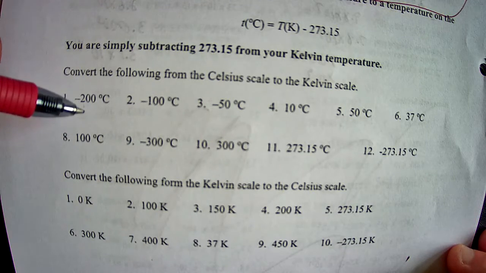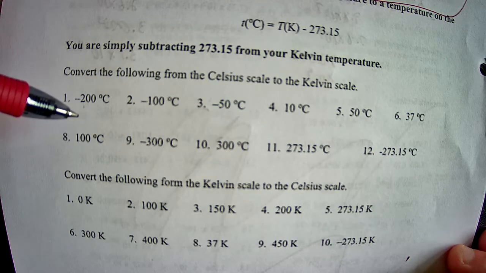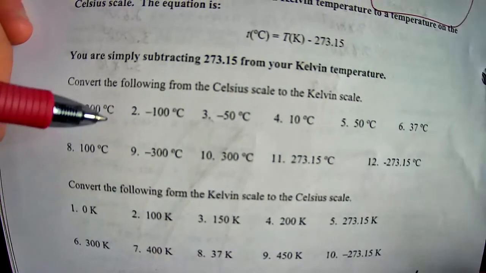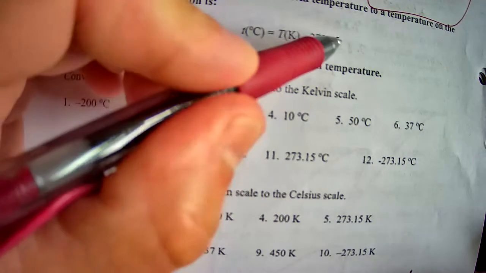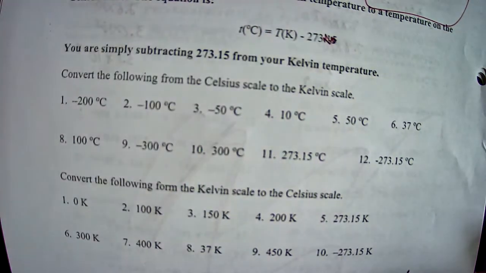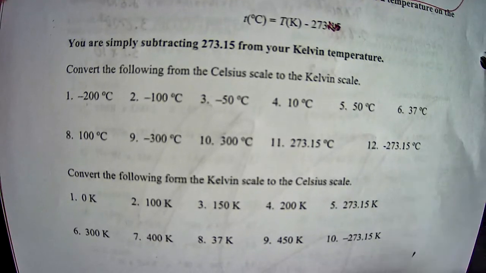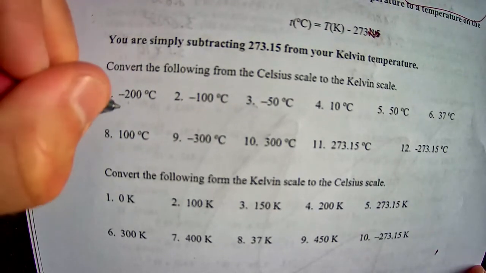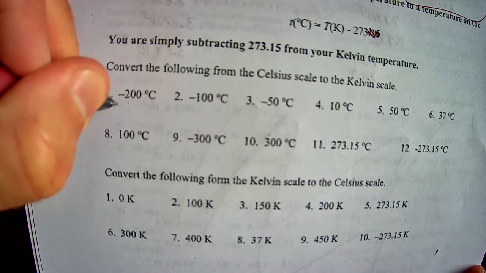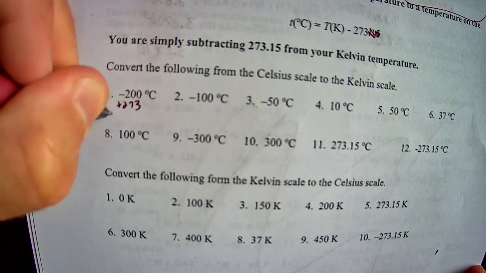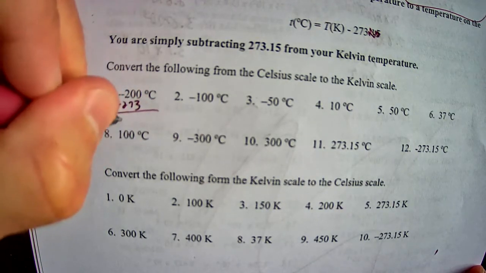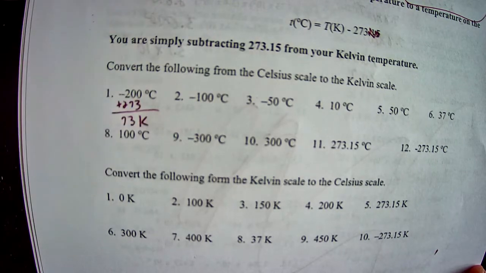You notice how they are whole numbers, and since you are adding or subtracting, you go by the least number of decimal places. So if you're starting off with a whole number, you can ignore that 0.15 part of the equation. It's just you have negative 200 degrees Celsius. I want to get the Kelvin, which is a bigger number, so I do plus 273, and that just gives you an answer of 73 Kelvin.